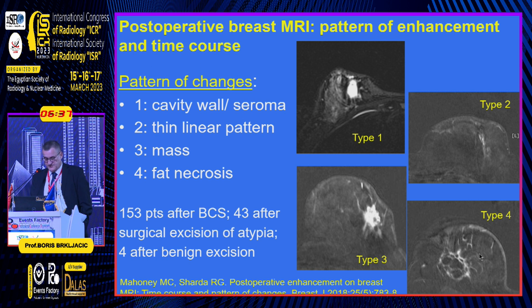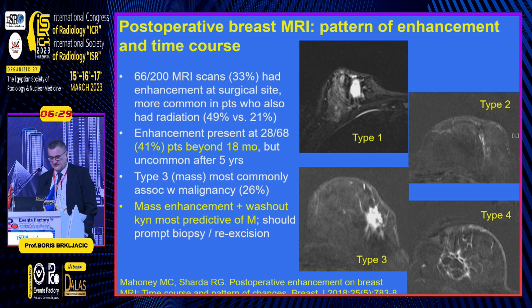So in a large paper that Mary Mahoney published a few years ago, they looked at over 150 patients after breast conserving surgery, and they saw that enhancement might be present in 40% after 18 months, and that this type 3 of mass enhancement with washout kinetics and irregular borders is most predictive of recurrence, and that basically these patients should, of course, be biopsied and these tumors re-excised, while this is typical fat necrosis, and this most commonly isn't cancer.